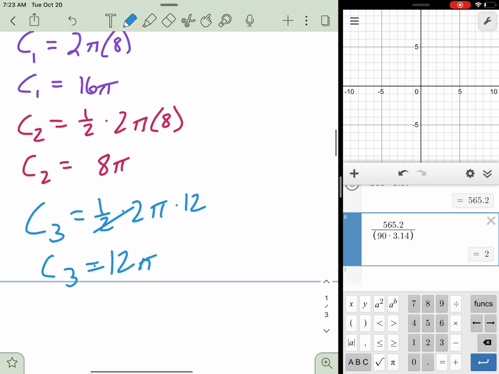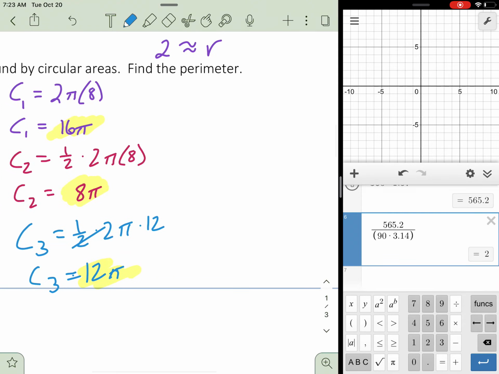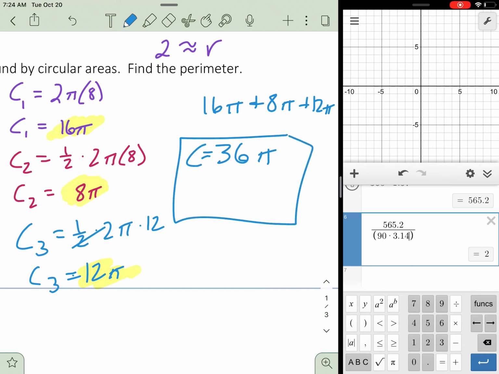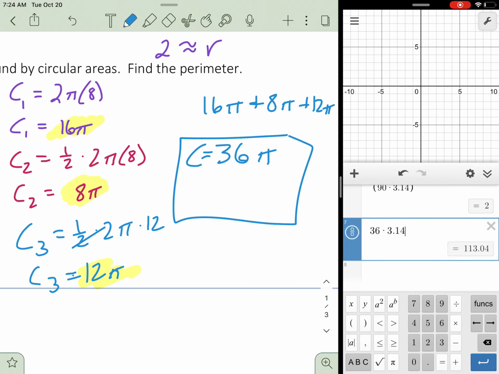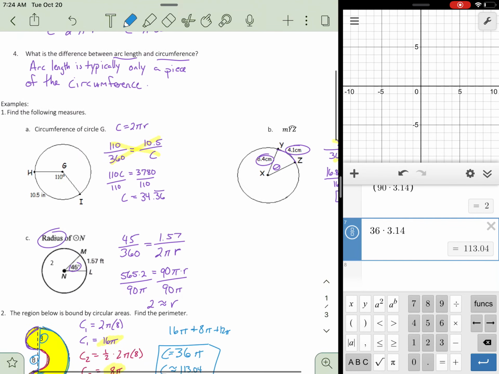Okay, notice I haven't done any rounding because now at this point, I have all 3, I can just combine them. I have 16, 8, and 12. So 8 and 12 gives me 20. So 20 plus 16 is 36 pi. So that's my total circumference, or otherwise known as 36 times 3.14. Circumference is about 113.04.